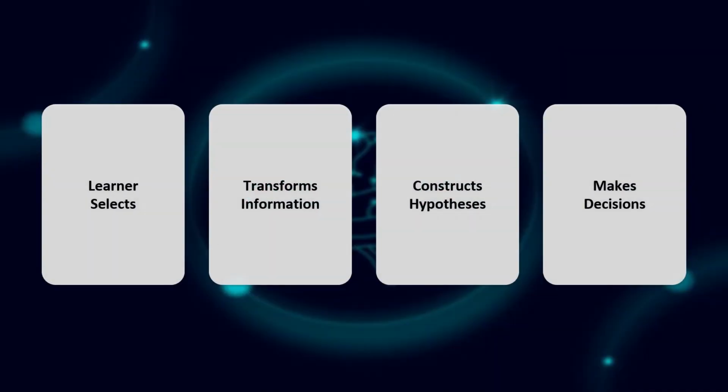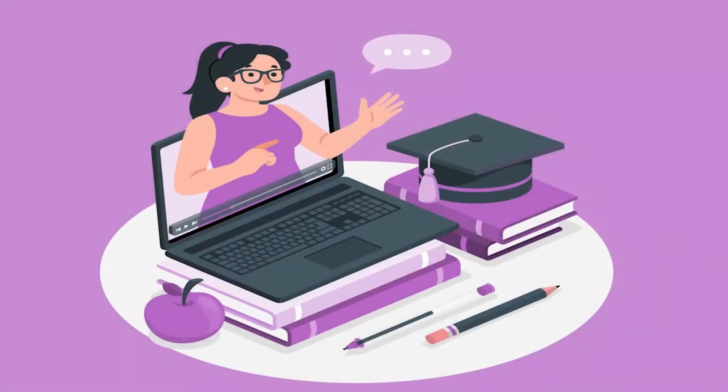The learner selects and transforms information, constructs hypotheses, and makes decisions, relying on a cognitive structure to do so. The cognitive structure, that is, schema or mental models, provides meaning and organization to experiences and allows the individual to go beyond the information given.